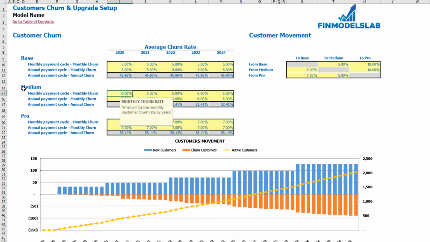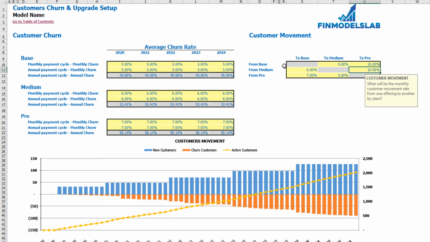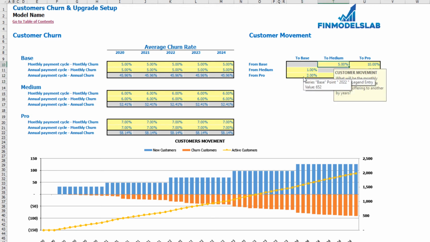So the same way you can input for medium and pro, also broken down by years and broken down by monthly payment cycle and annual payment cycle. And additionally, you have customer movement setup, which works in the next way. So each month you can convert from base to medium 5% of customers, or from medium to pro 10% of customers. If you don't need that customer movement, you can just clean this table and you will not have any migration between plans. If you need to save these plans, you can just adjust these numbers 1%, 2%, 3%, 4%, whatever statistic you have about your business, and that will work.